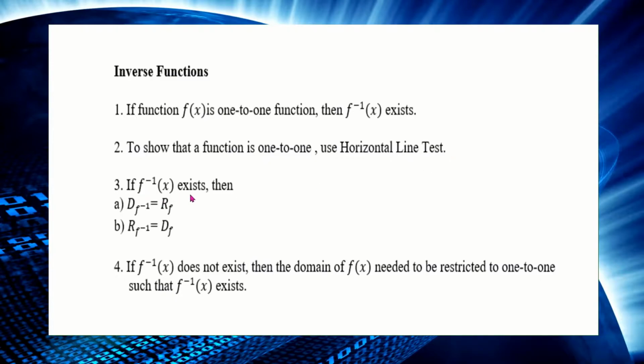If the inverse function exists, then the domain of the inverse of f is the same as the range of the function f. The range of the inverse function is the same as the domain of function f. In case the inverse function does not exist, the domain of the function can be restricted to make it a one-to-one function such that the inverse function exists.